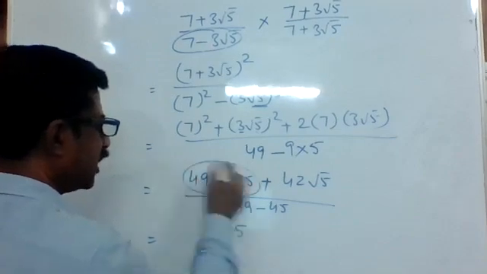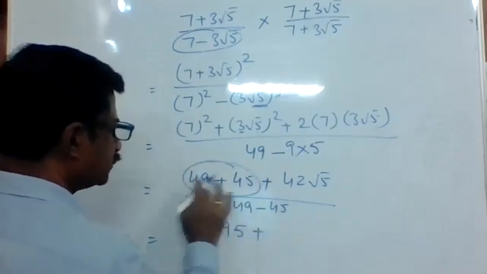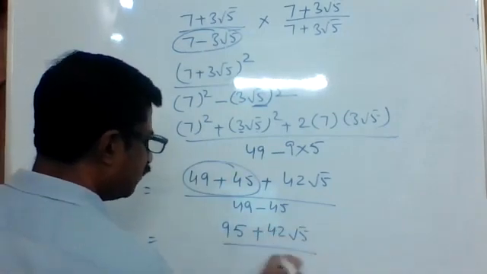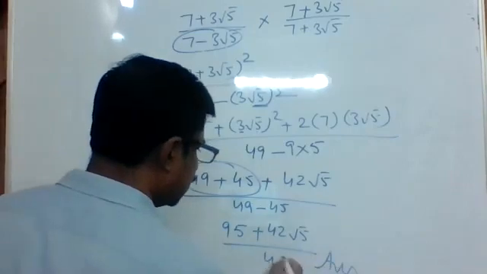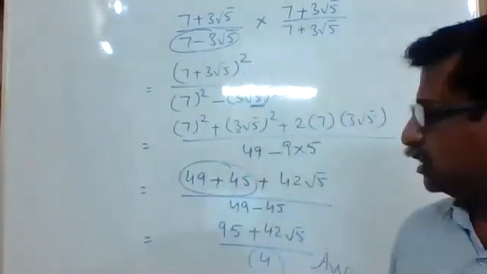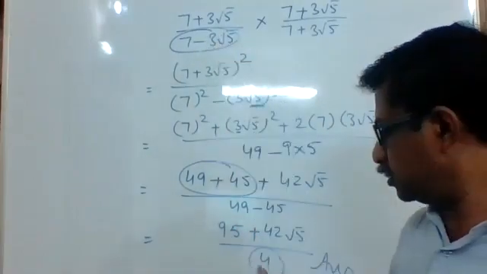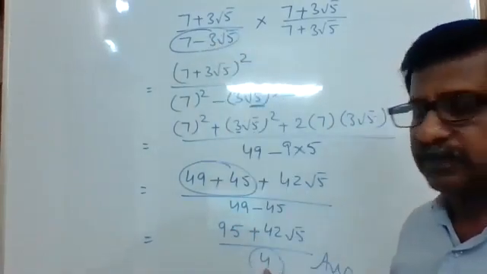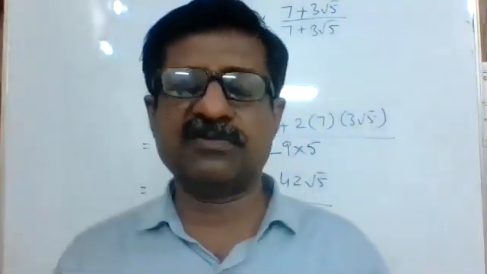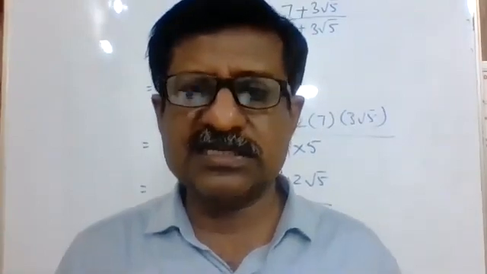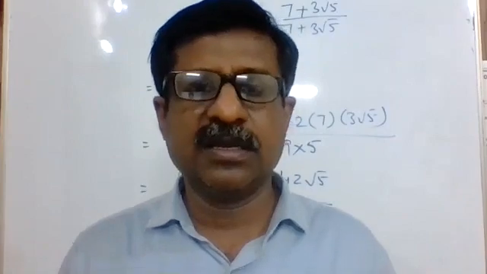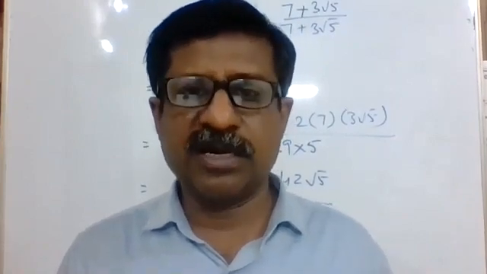Like terms have to be added, and this is 42 root 5 upon 4. That's the answer. The expected denominator was a rational number and at last we got the denominator as a rational number. If something is possible to take common, we will take common and after that we'll cancel it. But in this case, there is nothing common. Therefore, we will not take common and will keep the denominator as it is.